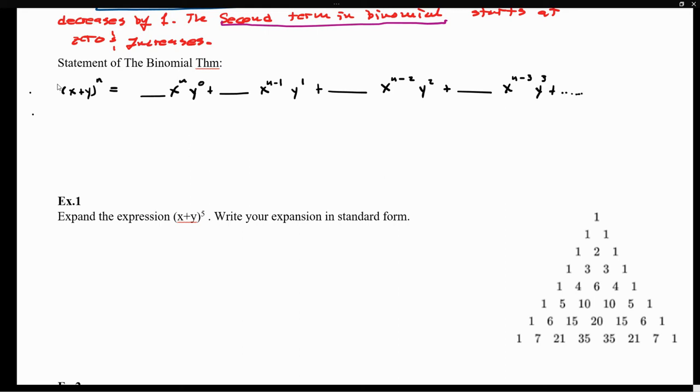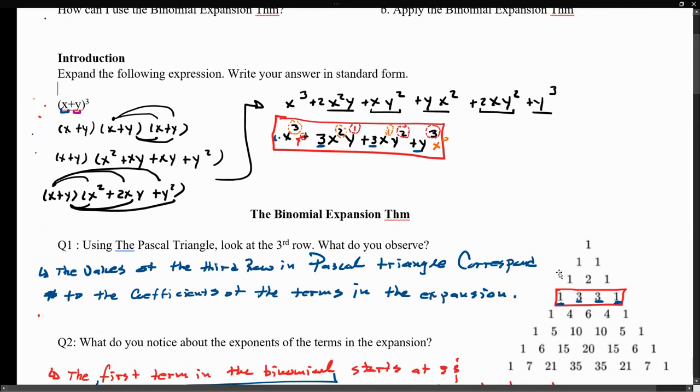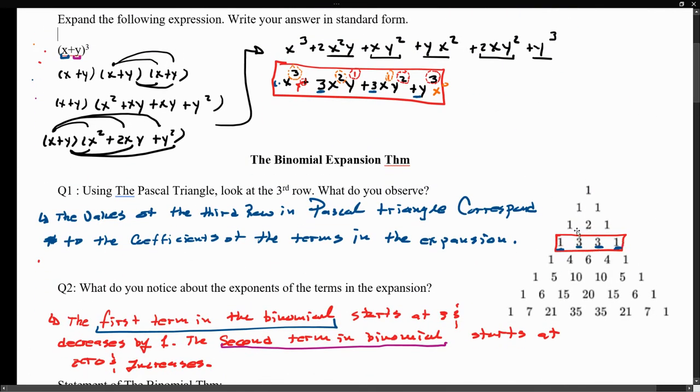X we're going to decrease by 1, y we're going to increase by 1. And now this is going to go forward until the second to last term, which is going to be x, and now y to the n minus 1. And lastly, the last term is going to be some coefficient times y to the n. Now notice that I'm leaving some space in front of the coefficients. We have already stated that we can get those coefficients from the Pascal triangle.